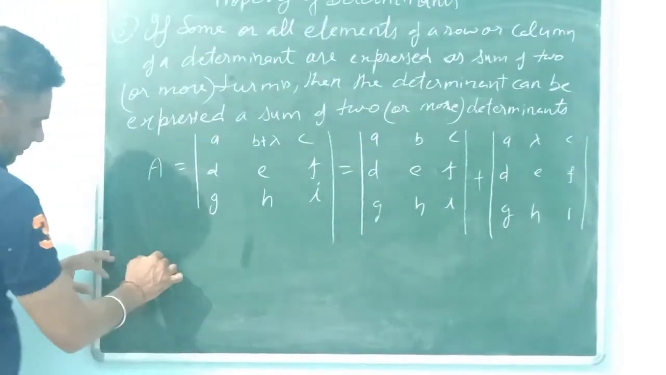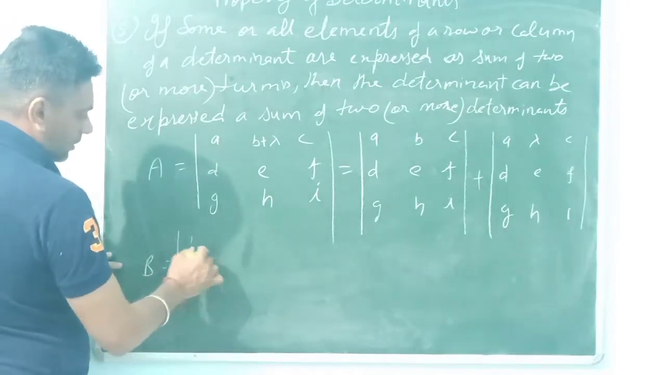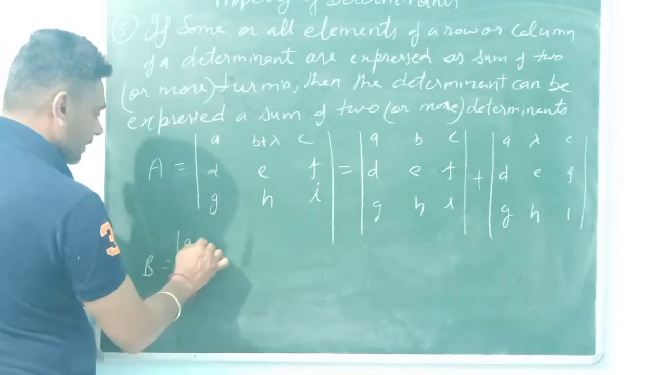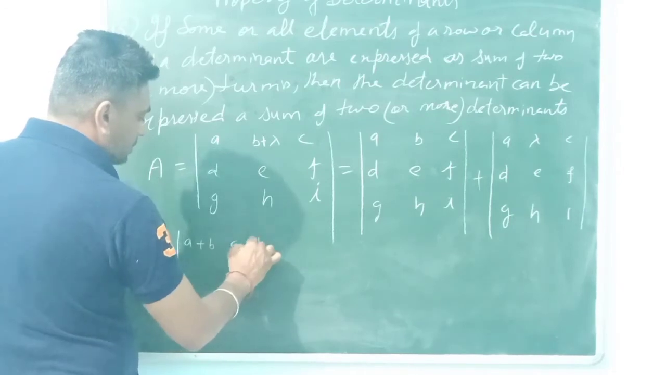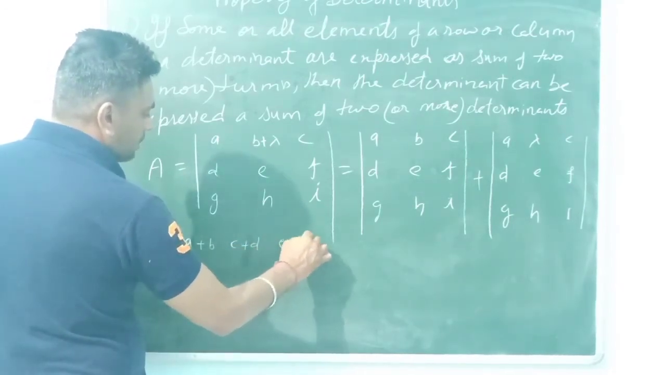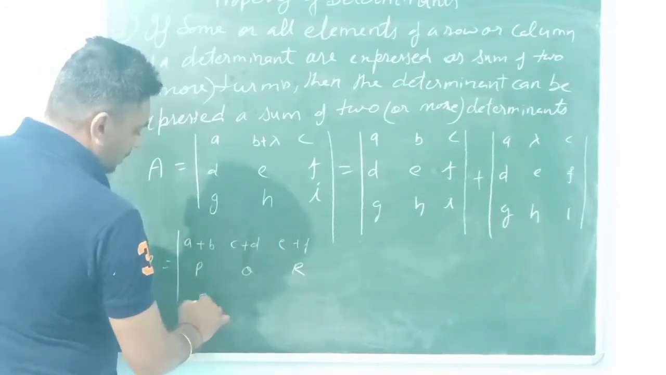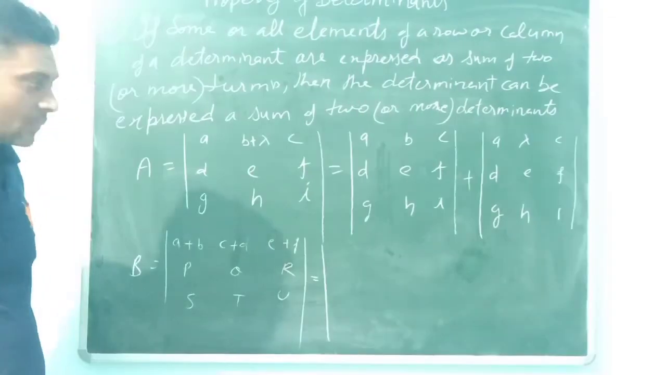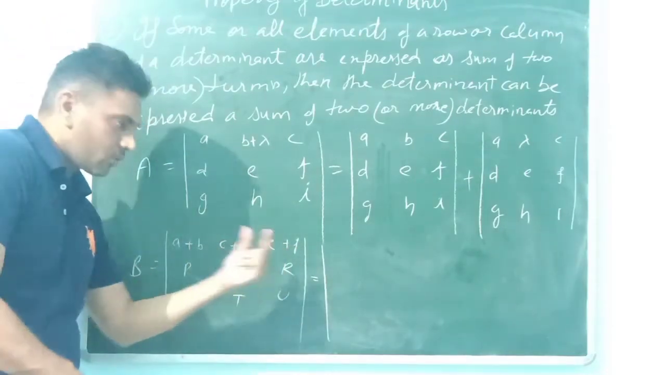Take another example. This is B equal to 1, A plus B, C plus D, E plus F, P, Q, R, S, T, U. Here we can write all elements as sum of two terms.